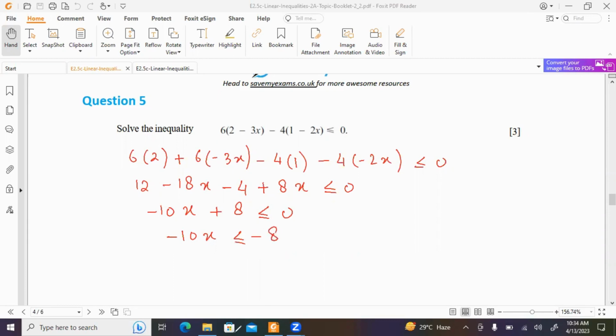Now, one thing you need to remember in this case is that whenever there's a negative sign with the variable, in order to get rid of that negative sign, we will divide both sides by -10. But in that division, your inequality will flip. So if it's less than, it becomes greater than, or if it's greater than, it becomes less than. So over here, it's going to become x is greater than or equal to 8 over 10.